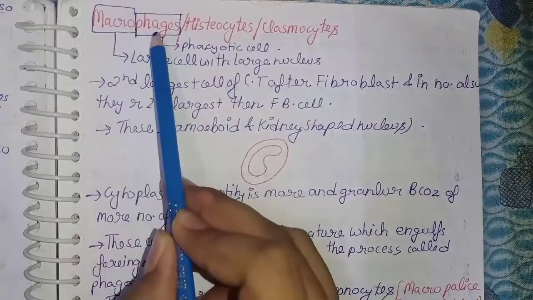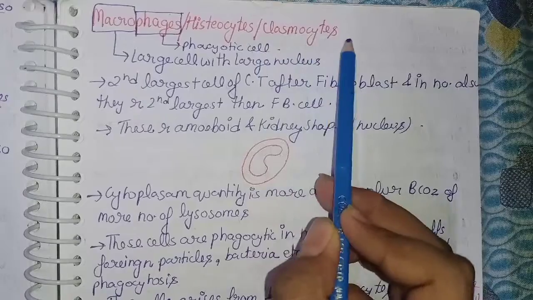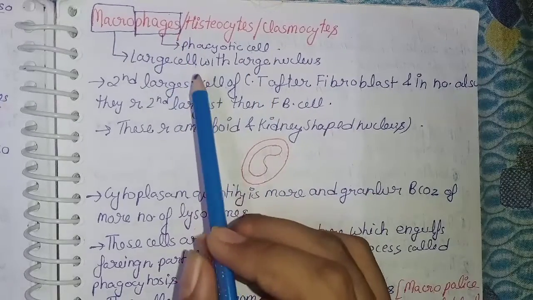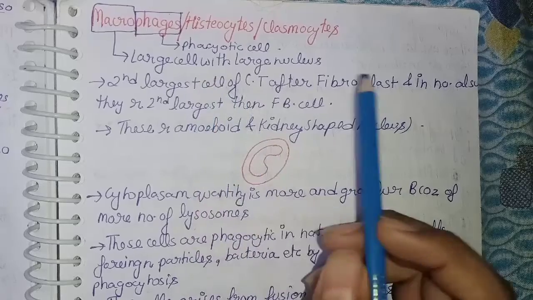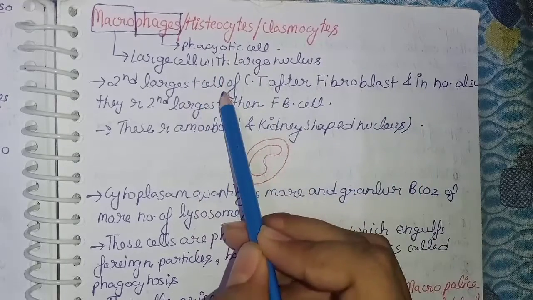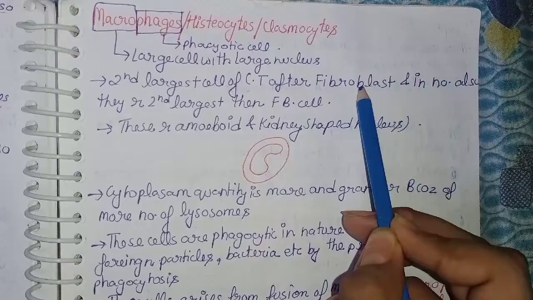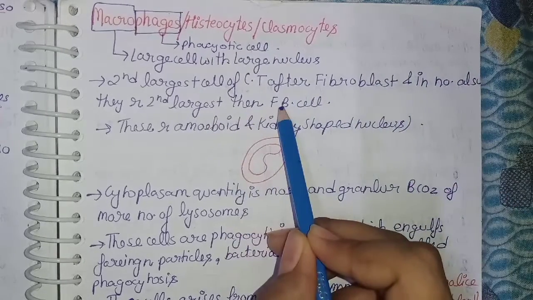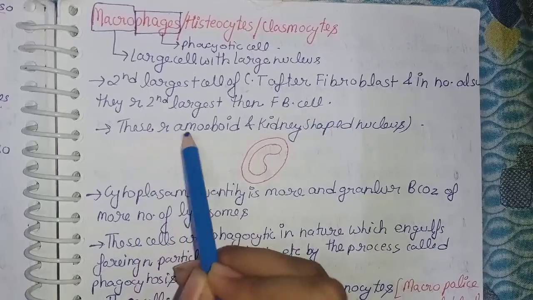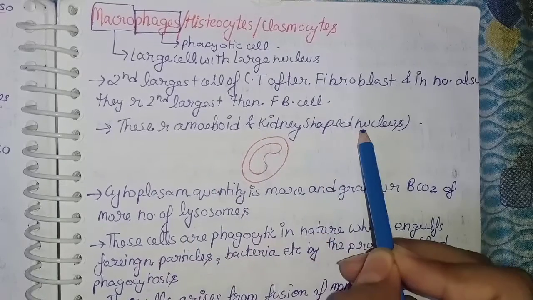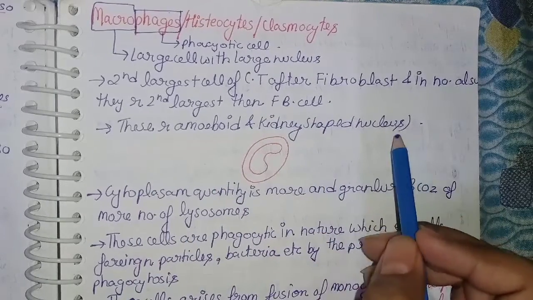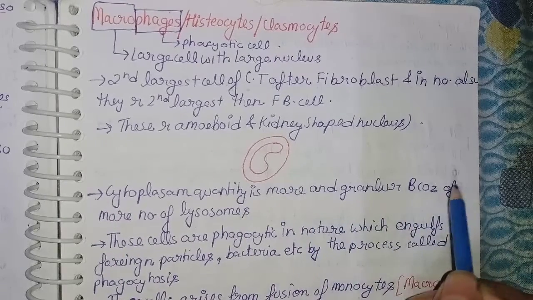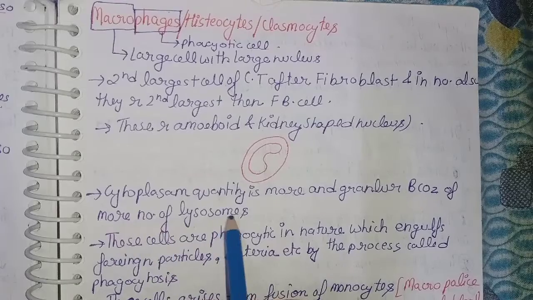Now coming to macrophages, histiocytes or plasmocytes. Macrophages are phagocytic cells, which are large cells with a large nucleus. It is the second largest cell of the connective tissue after fibroblast, and in number also they are second largest after the fibroblast cell. These are amoeboid with a kidney shaped nucleus. Cytoplasm quantity is more and granular because of more number of lysosomes.